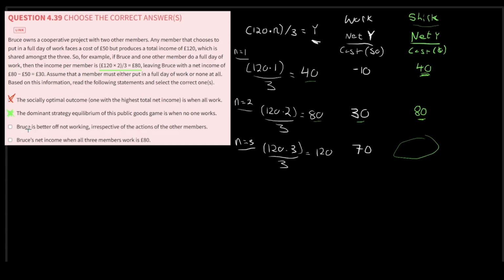The third option, Bruce is better off not working, irrespective of the actions of the other members. Yeah, that's what we just showed in the green column here. That could have been for any of the cooperative members, but for Bruce, Bruce is always better off not working than working, so Bruce is going to have a tendency to not work. There we go. What about the final one? Bruce's net income when all three members work is 80. Nope. When all three members work, the net income is only 70. So, not quite a full sweep. That one is false.